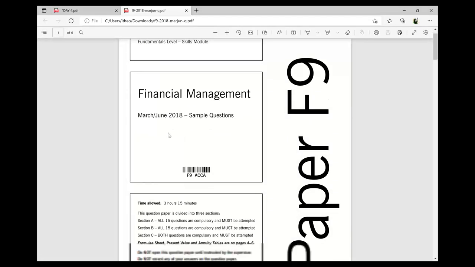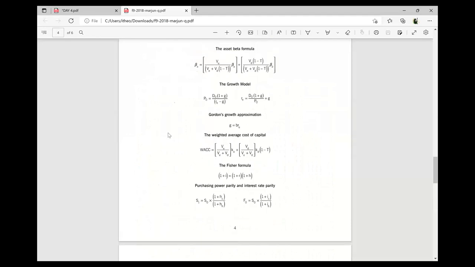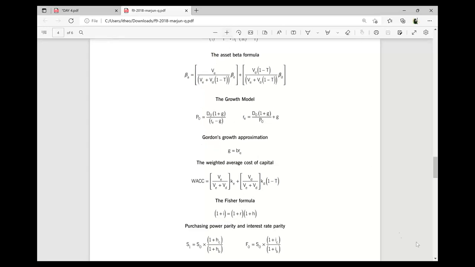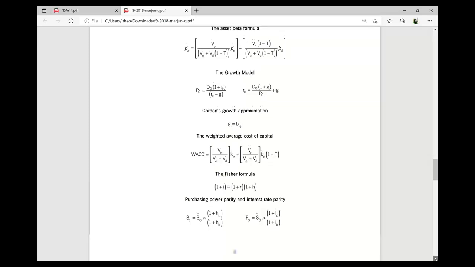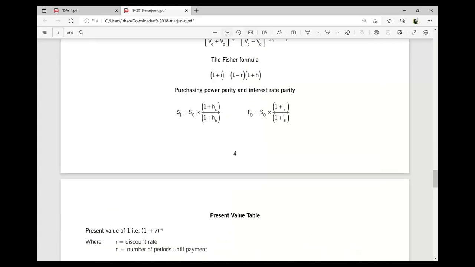In the examination where you are given the formula sheet, you see, the formulas of purchasing power parity and interest rate parity are given. Use any variables S1, F1, F0, whatever. S1 and F0, they are forward rates, if you can see. S1 and S0, they are forward rates. This and this, they are forward rates. These are spot rates.